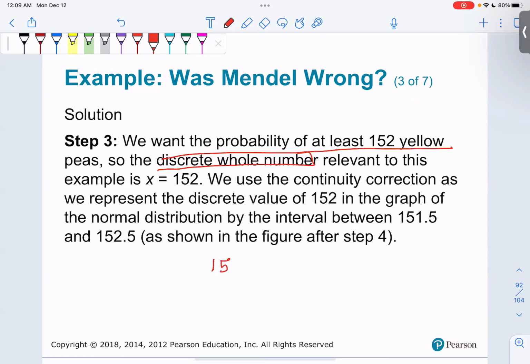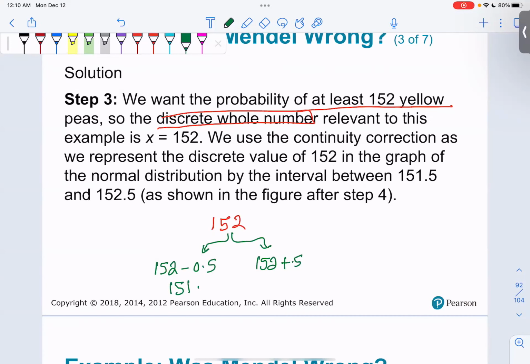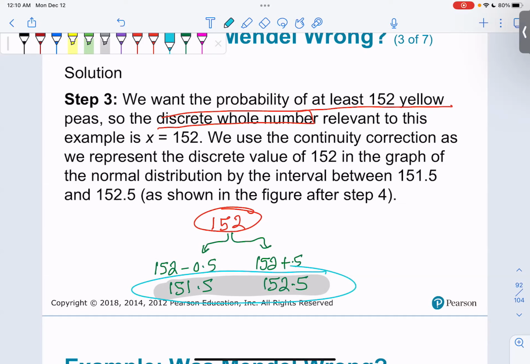So for 152, if we want to find the real limit, it will be 152 minus 0.5 and then 152 plus 0.5. So we have 151.5 and 152.5. Those values are the real limits for the random variable, which in this case is discrete, and now here it is in the continuous form.